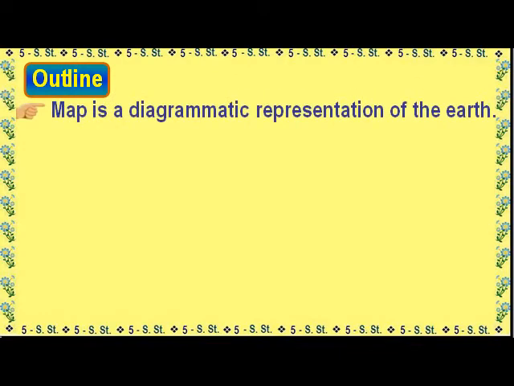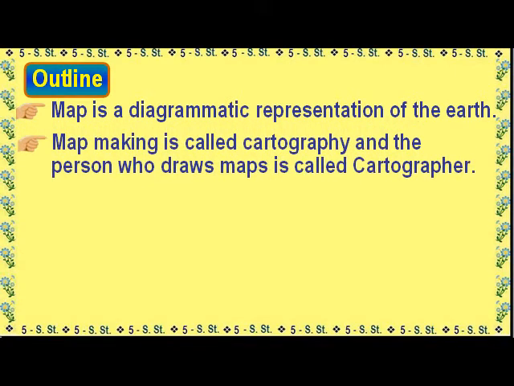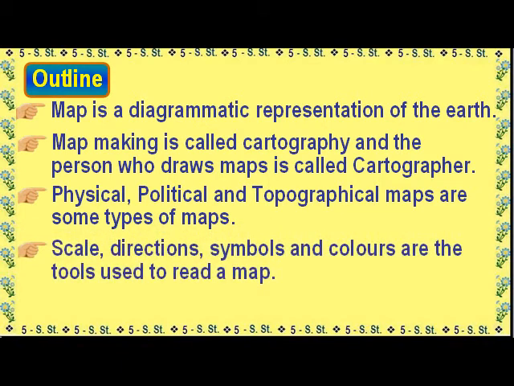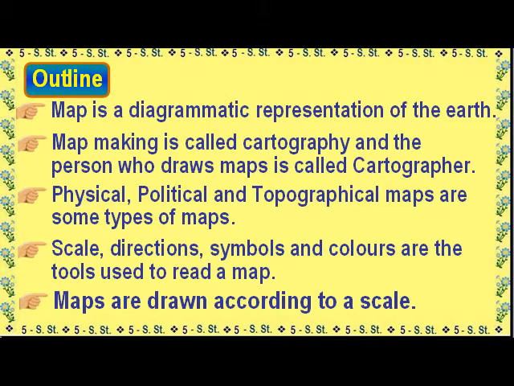Outline. Map is a diagrammatic representation of the Earth. Map making is called cartography, and the person who draws maps is called cartographer. Physical, political, and topographical maps are some types of maps. Scale, directions, symbols, and colors are the tools used to read a map. Maps are drawn according to a scale.